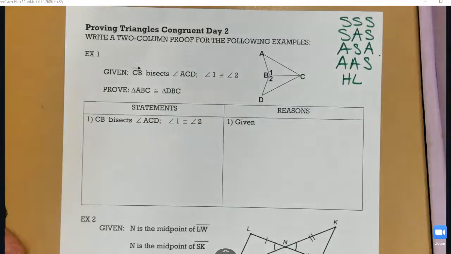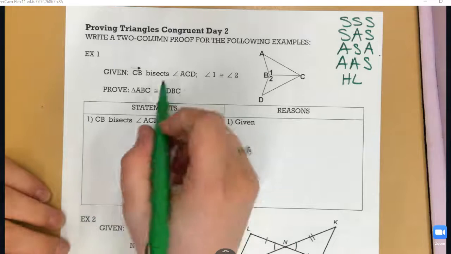So, for these types of proofs, when you're wanting to prove triangles congruent, the first thing you want to do is study your diagram, label it with your givens, and first identify what method you're going to use. Once you've identified that method, it should be pretty straightforward what is going to be inside of your proof. So let's start with this first example.